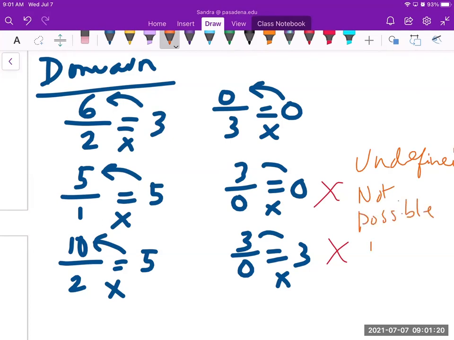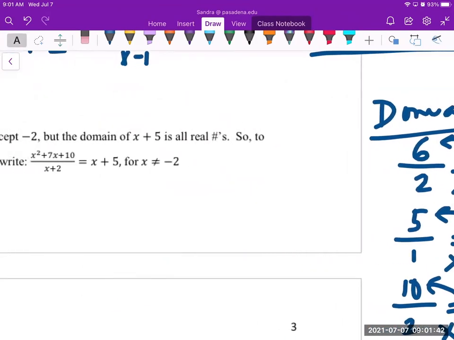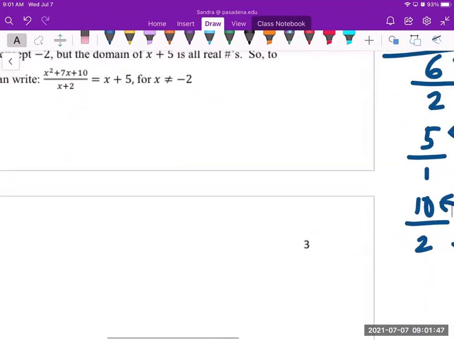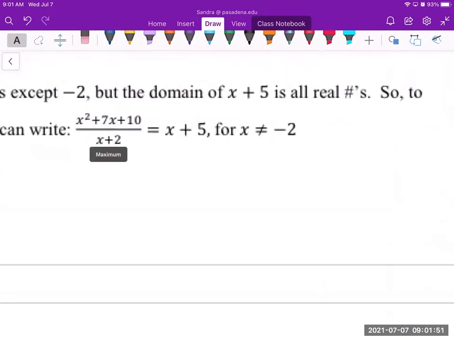And this is what we call your domain. Your domain is a part where your denominator is equal to 0. And so when we're talking about the domain, we're going to be trying to find the values where your denominator is 0. Okay, so let's go ahead and talk about the problem that I kind of gave you right here, which is this one: x squared plus 7x plus 10 over x plus 2. Just go ahead and consider that one.